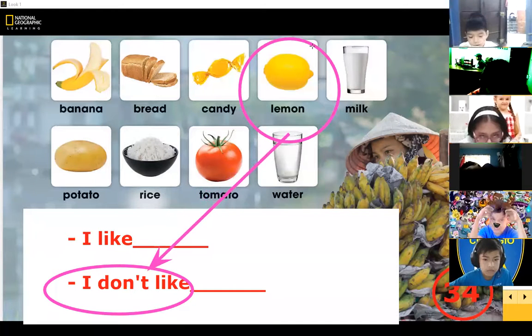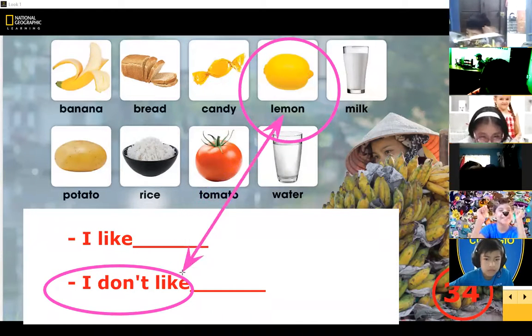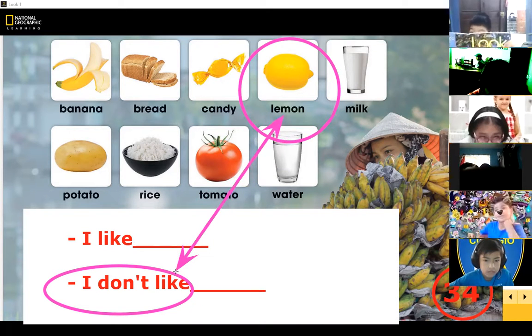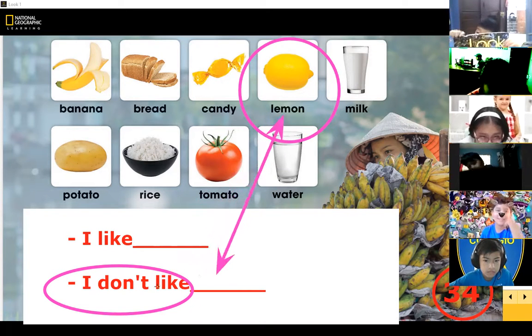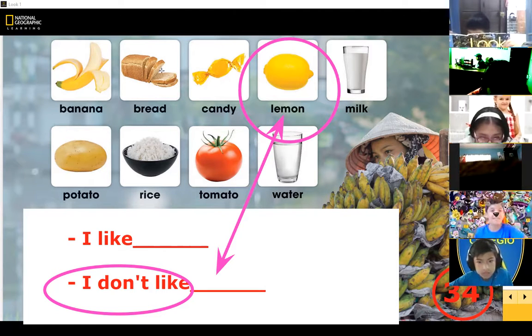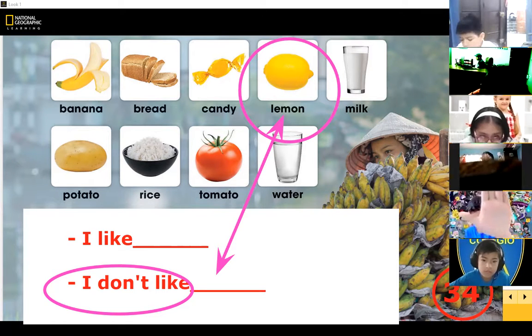Vamos, Salomé. I don't like. I don't like lemon. Okay, very good. Thank you very much. I don't like lemon. Very good. Thank you very much, Salome. That's okay. Now I'm going to ask Henry Sebastian. Hello, Henry.